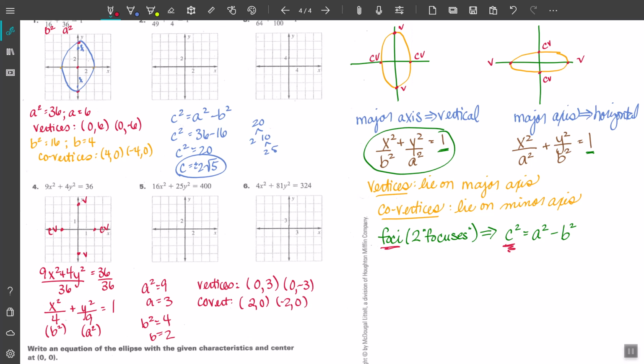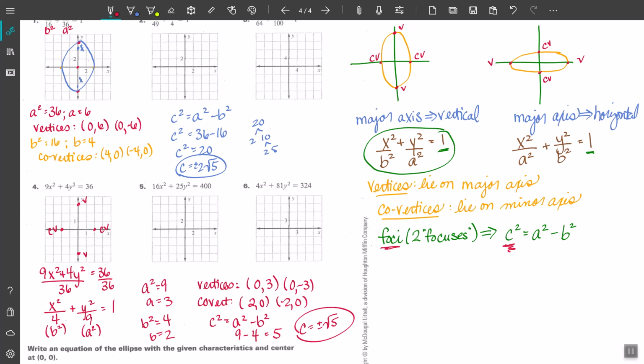All right, and then I'm going to find my foci by taking a squared and subtracting b squared from it. So a squared was 9, b squared was 4, so that gives me 5. So c squared is 5. Actually, hang on a second. Yep, that's right. Thought I made a mistake there. So my c squared is 5, which means c is going to be plus or minus the square root of 5. So those are my foci.